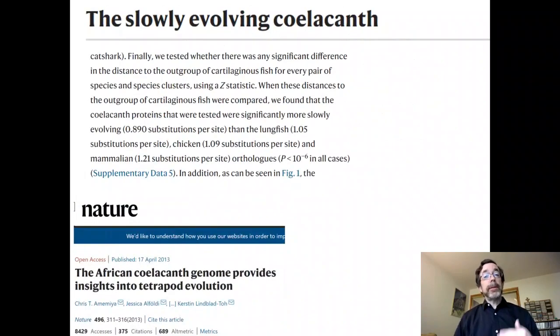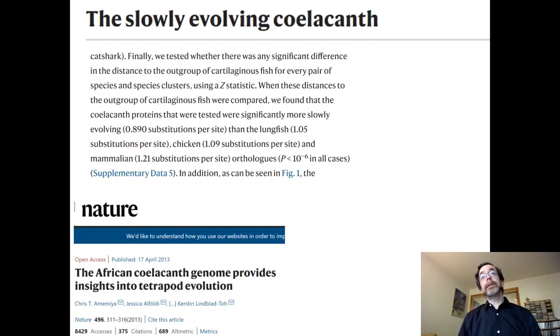Back in 2013, the coelacanth was actually sequenced for the genome, and they compared its protein substitutions, the substitutions in the amino acids, for the different sites in the protein to other related fish, lungfish, chicken, and mammals. And mammals have a 1.2 rate of substitutions, lungfish and chicken about 1, and the coelacanth has the lowest, 0.9.